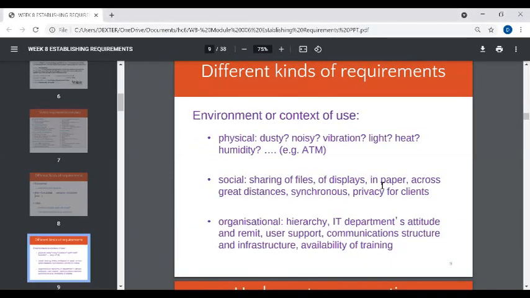So, environment or context of use. Environmental requirements or context of use refer to the circumstances in which an interactive product will operate. Four aspects of the environment must be considered when establishing requirements. First is the physical environment, such as how much lighting, noise, movement, and dust is expected in the operational environment.